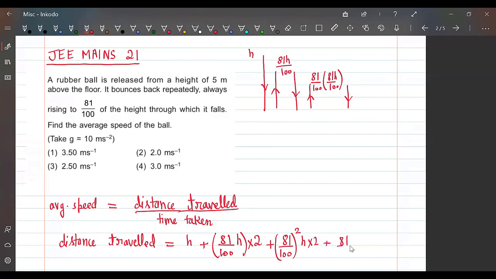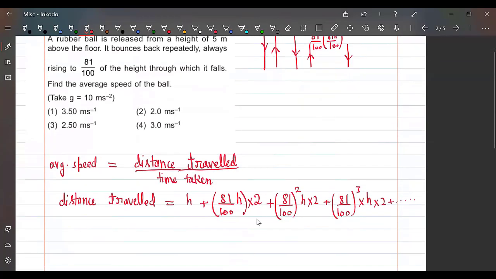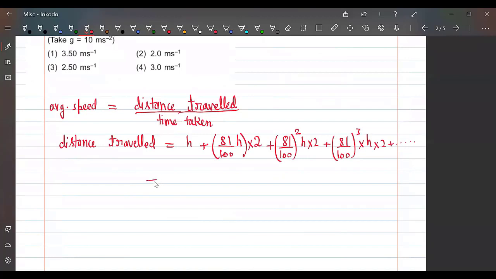Then 81 by 100 a cube into h into 2. 2, because it is going up, then coming down. So this becomes a GP, which can be calculated. If I exclude this h, then 2h is my common. 2h is common.